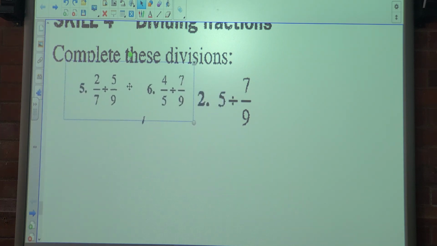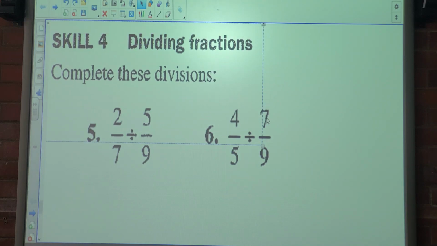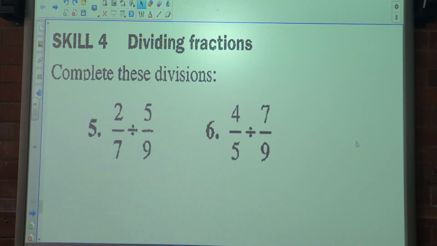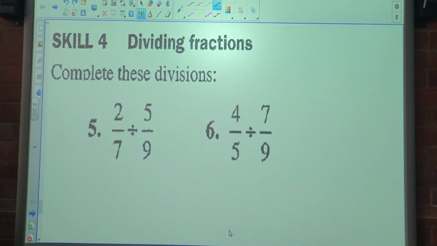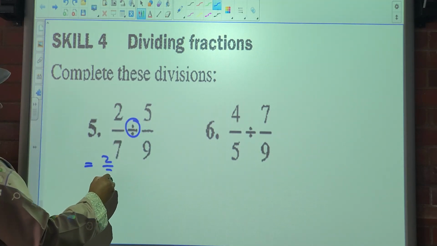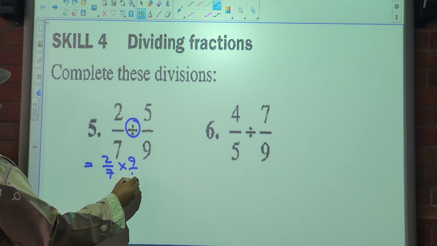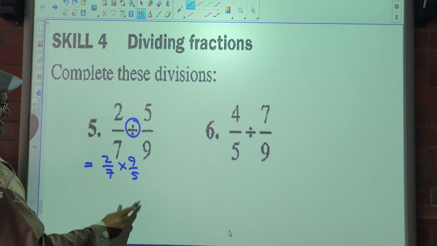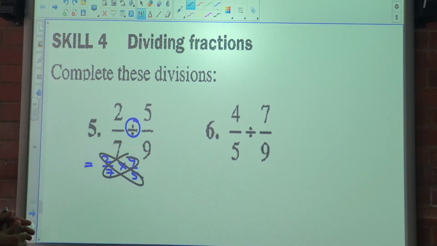So that we did 3 and 4 now, no? Let's look at 5 and 6. Okay, so let's look at number 5: 2 over 7 divided by 5 over 9. So this can be written as 2 over 7 multiplied by 9 over 5. So is there any numbers that can simplify here? And there? No, and up and down of course not.